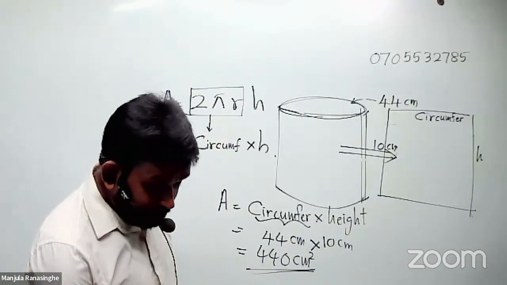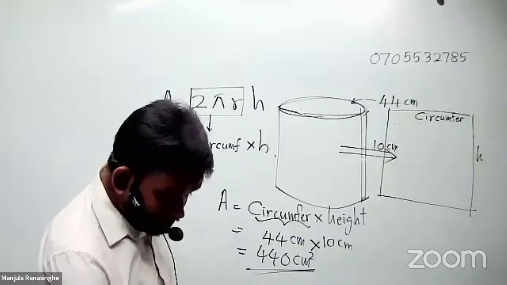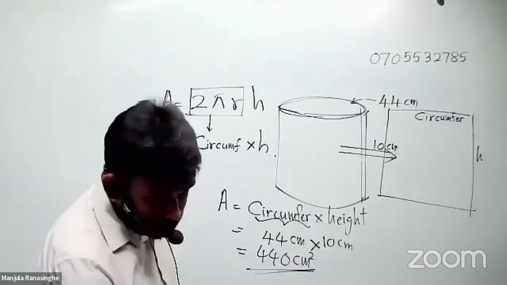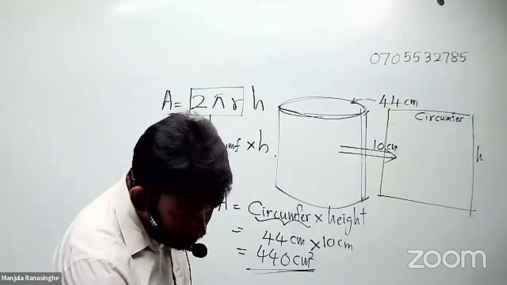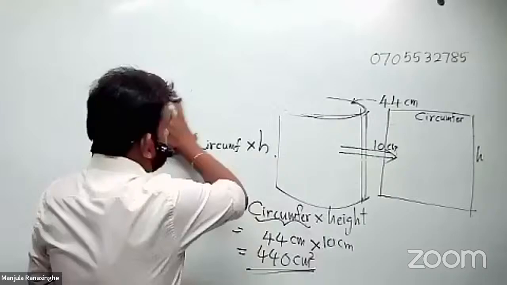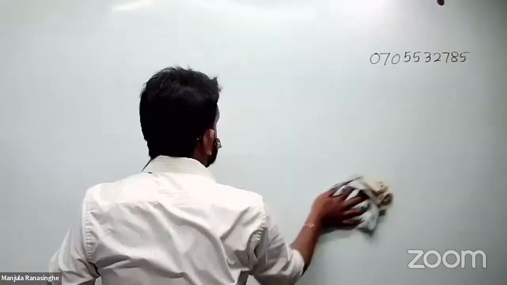Right, that is fine. Now we are moving to the next question. See the next question. Yes, 21. Find the distance that a motor bicycle, which travels at a uniform speed of 56 km per hour, covers in 15 seconds.